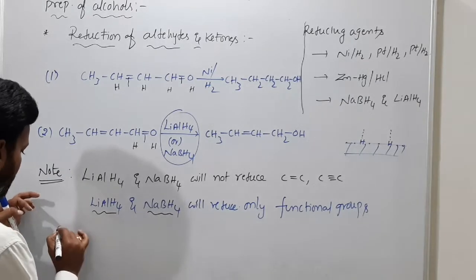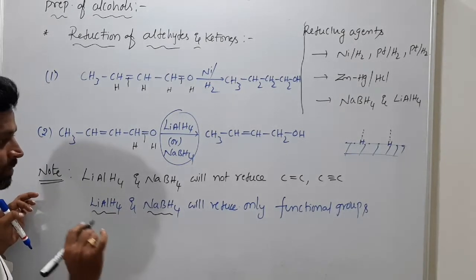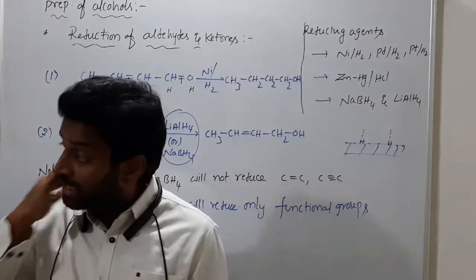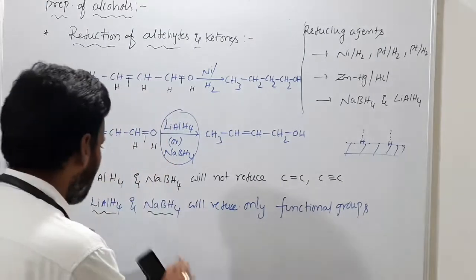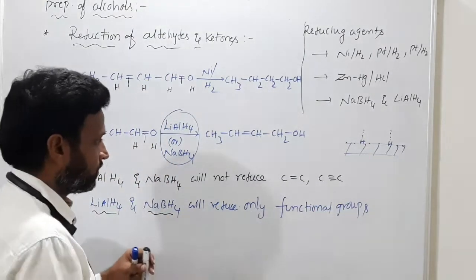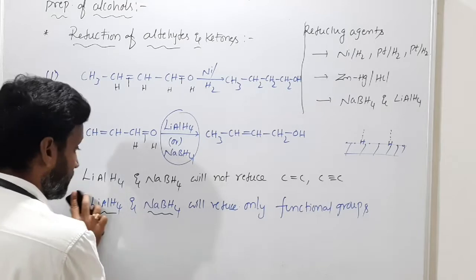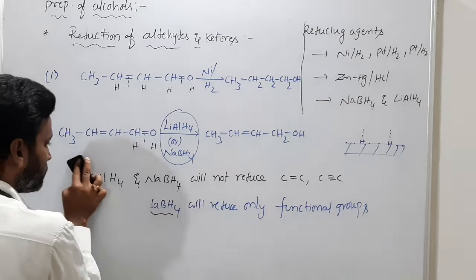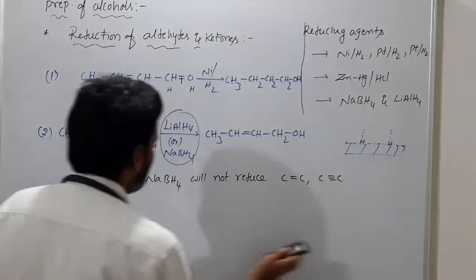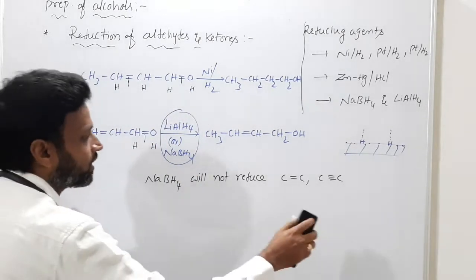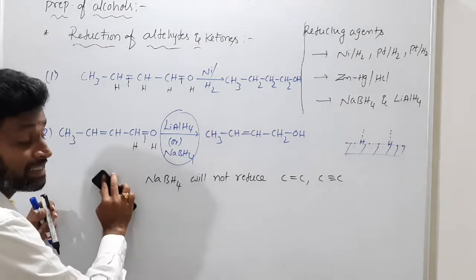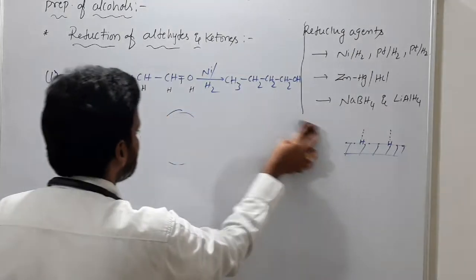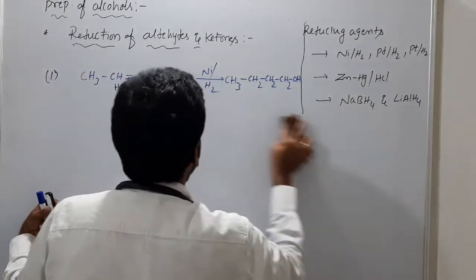But for LiAlH4 there is one exceptional case, only one. Do you know what that is? Actually NaBH4 is certain: NaBH4 never reduces C double bond C and C triple bond C. But you have to write all these things. Okay, so this is absolutely correct. NaBH4 will never reduce C double bond C and C triple bond C. But for LiAlH4 there is one small exceptional case. Do you know what it is?